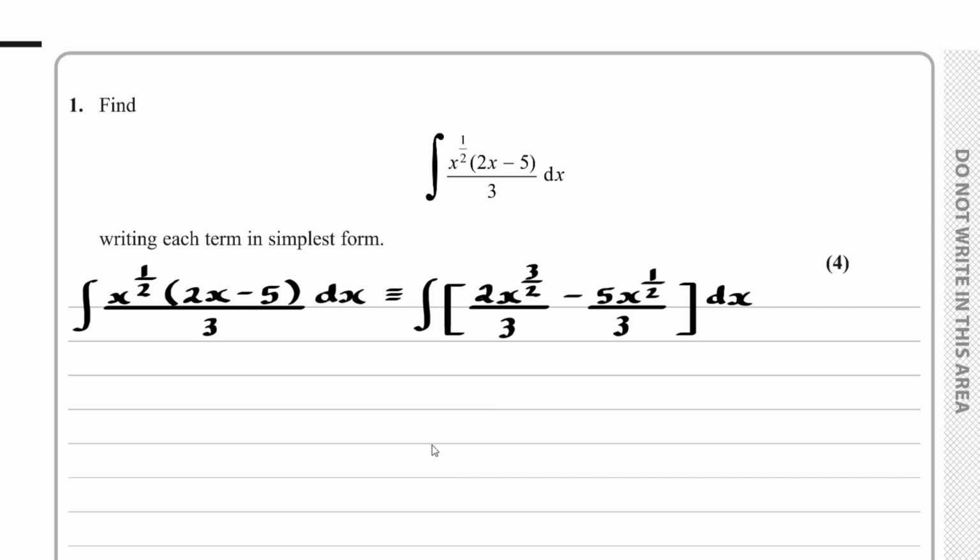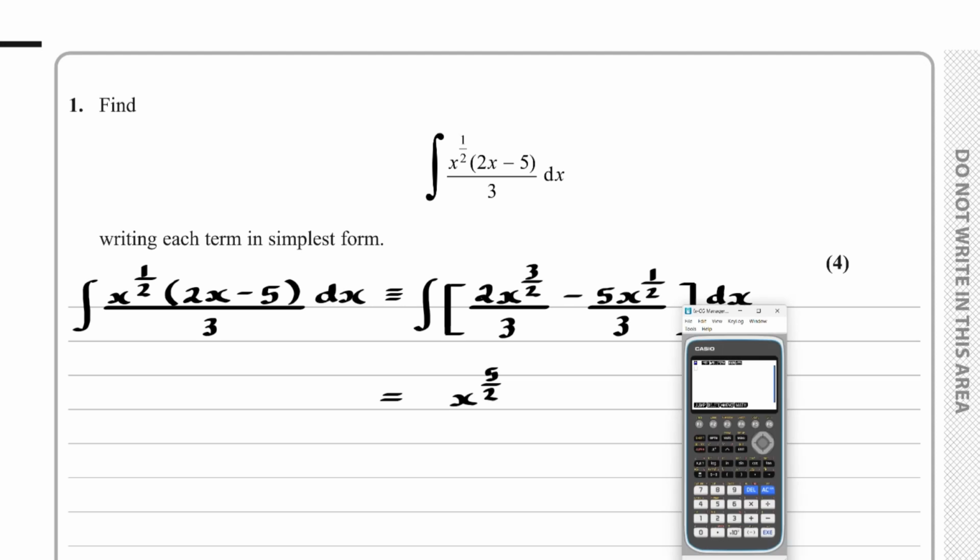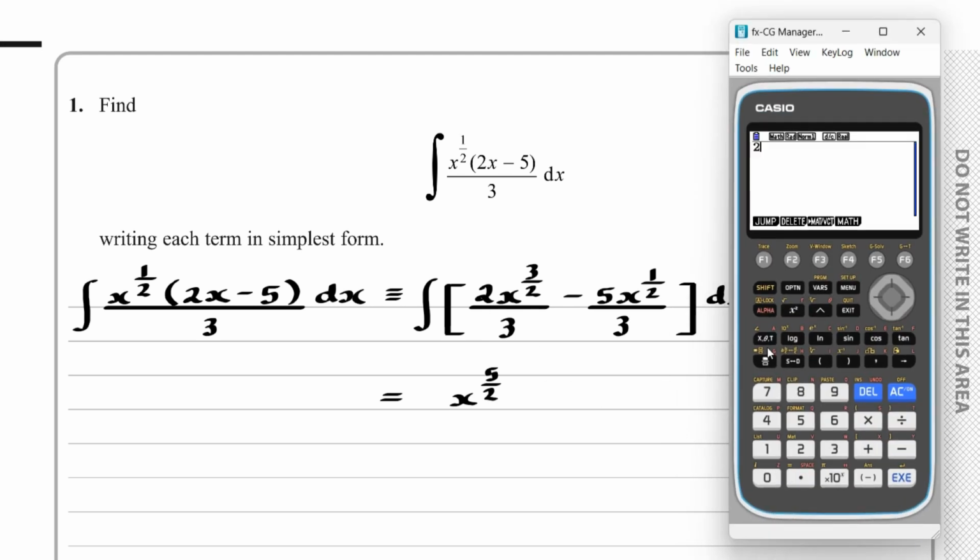So let's work this out. Well, if I add 1 to the power, x to the power of 3 over 2 plus 1, that's x to the 5 over 2, and then I need to divide by this new power. So we have 2/3 divided by our new power of 5 over 2, that's over 15. So integrating 2x to the 3 over 2 all over 3 is equal to 4x to the 5 over 2 over 15.